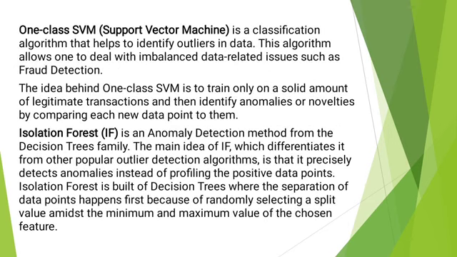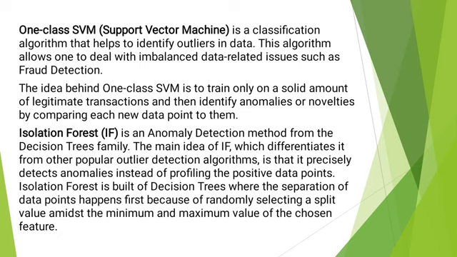One class support vector machine is a classification algorithm that helps to identify outliers in data. This algorithm allows one to deal with imbalanced data related issues such as fraud detection. The idea behind one class SVM is to train only on a solid amount of legitimate transactions and then identify anomalies or novelties by comparing each new data point to them.